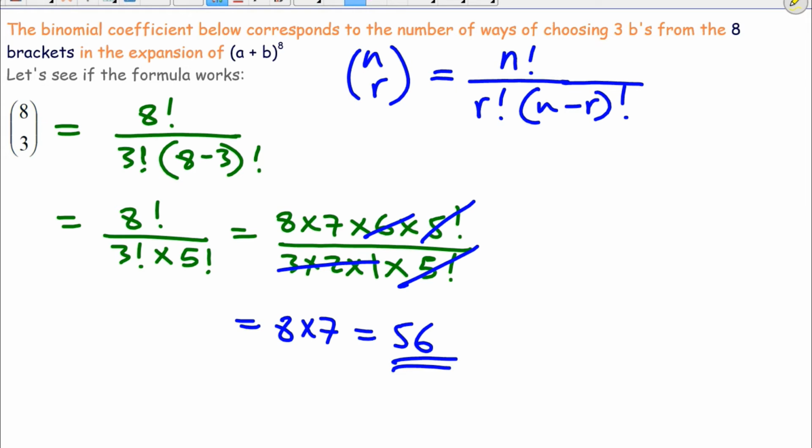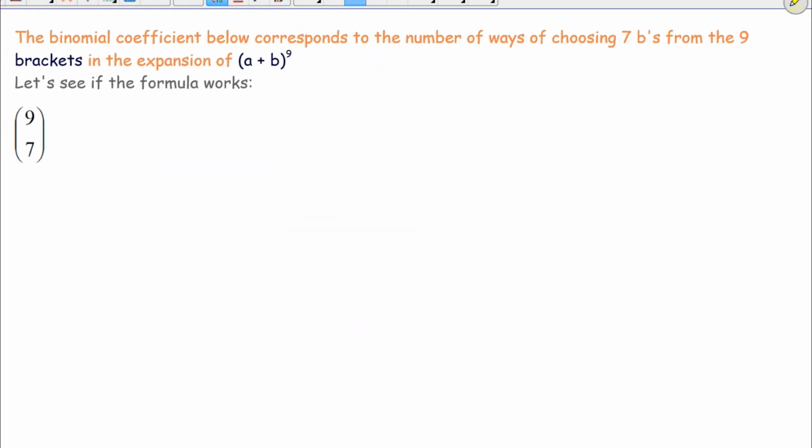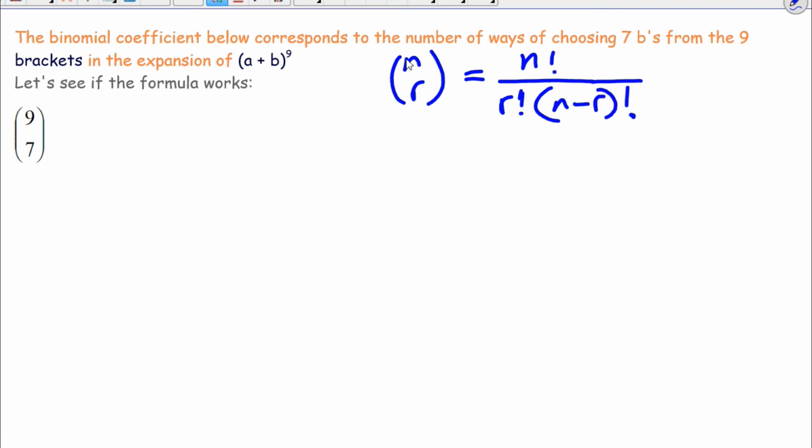In the next question, the binomial coefficient below corresponds to the number of ways of choosing 7 b's from the 9 brackets in the expansion of (a plus b) to the power of 9. Let's see if the formula works. The formula for binomial coefficients is n choose r equals n factorial over r factorial multiplied by (n minus r) factorial. So we can use that formula to simplify this coefficient here.